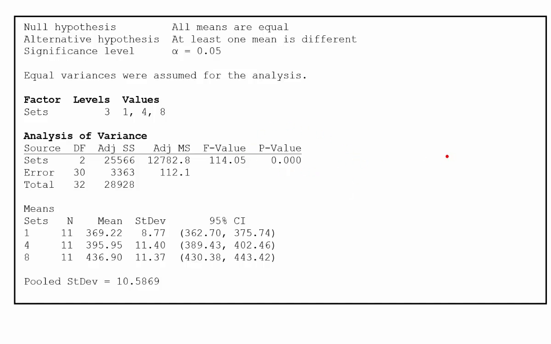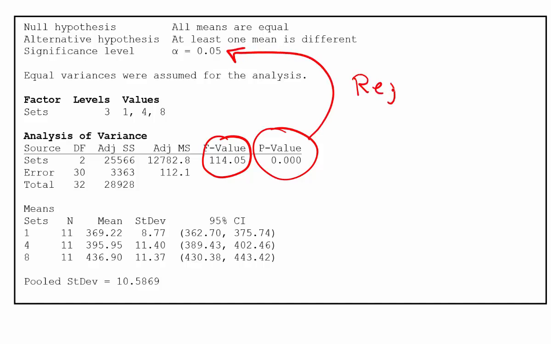You can see based on this that the F value is quite large, 114.05, and it results in a P value of 0.000, so virtually 0, right? And that's a very small P value. Now remember, whenever the P value is less than alpha, we're going to decide that we reject the null hypothesis, right? And that means the treatment effect is significant. So we're going to reject the null hypothesis here.